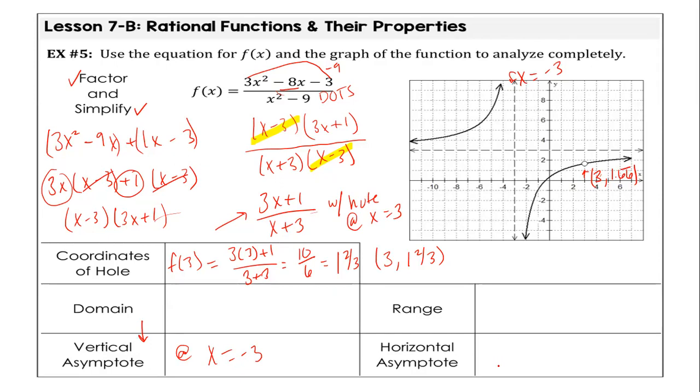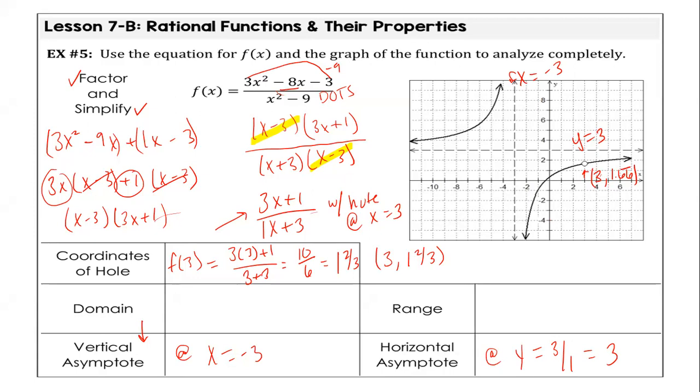Our horizontal asymptote depends on, as we talked about yesterday, the degree of our numerator and the degree of our denominator. They are the same, so all we look at is their leading coefficients. My leading coefficients are 3 and 1, so my horizontal asymptote is at y equals 3 over 1, which is just y equals 3. I have now identified all of my discontinuities, so I can write out my domain and my range.